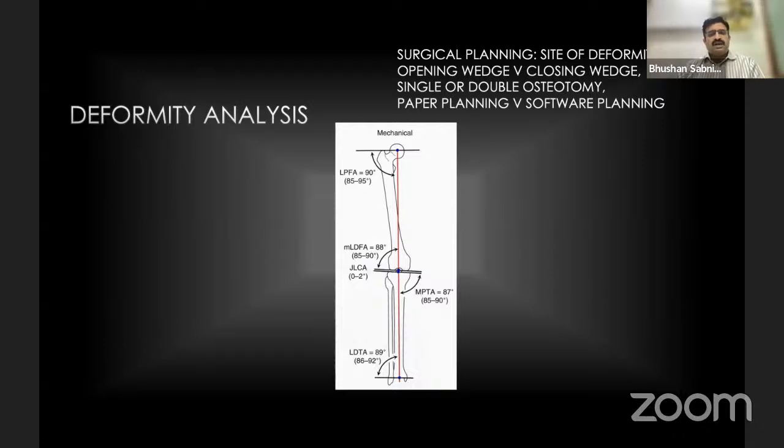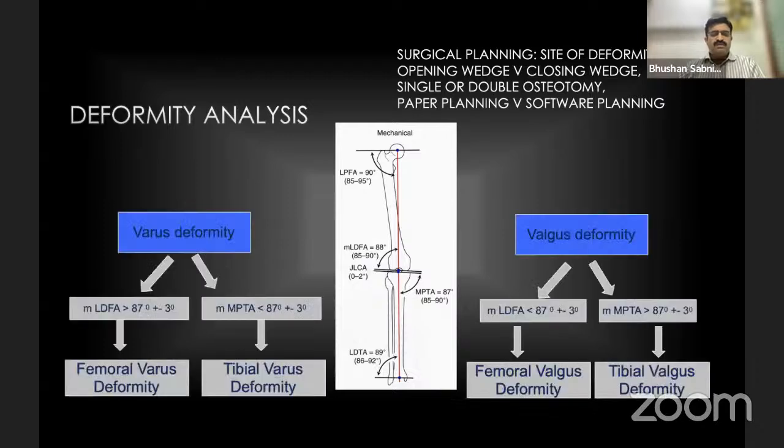Now, depending on whether there is lengthening or shortening of that segment, you can decide on opening wedge or closing wedge. You can decide on a single or double osteotomy based on the kind of deformity you are faced with. And you can either do a paper planning or software planning. I think most of us have now moved to software planning, which makes sense.